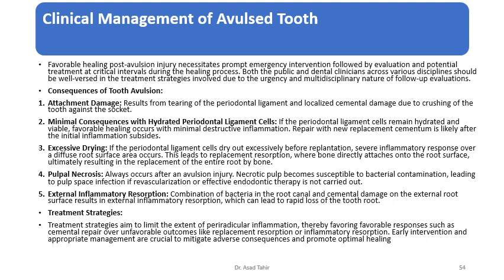Excessive drying. If the periodontal ligament cells dry out excessively before replantation, a severe inflammatory response occurs over a diffuse root surface area. This leads to replacement resorption, where bone directly attaches onto the root surface, ultimately resulting in the replacement of the entire root by bone.